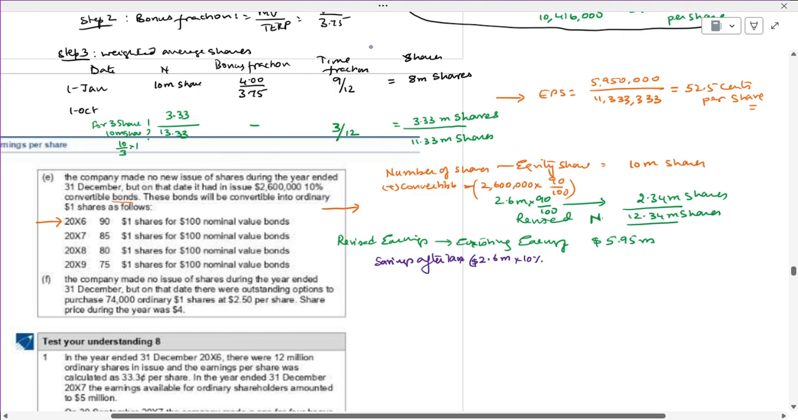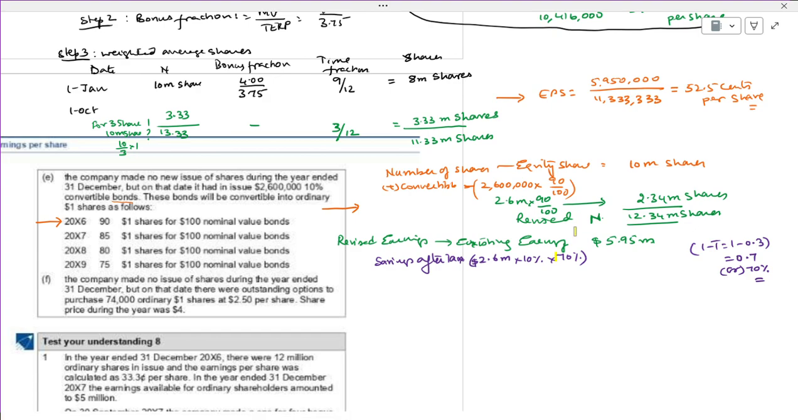Times 1 minus T. Tax is how much? 30%. Is it right? How much are you keeping? 70%. Is that 1 minus T? 1 minus 0.3 comes to 0.7, or 70%. Okay, fine. This is the working I have done on the right-hand side. It means after tax we are going to get how much? Is it okay if I write like this?